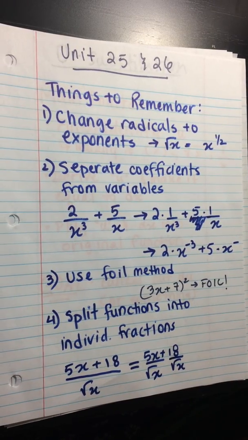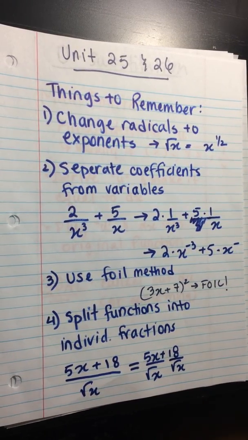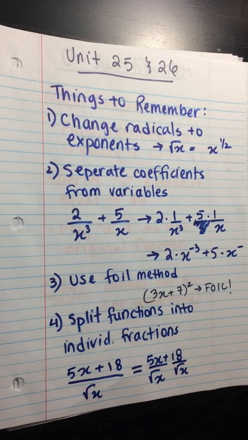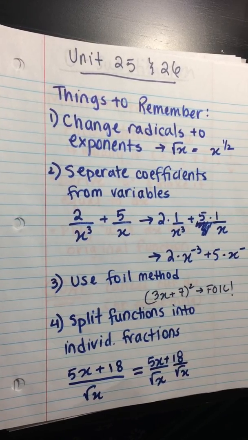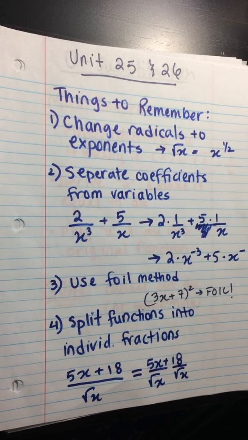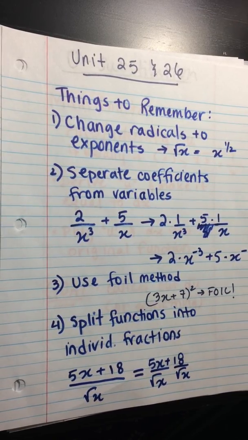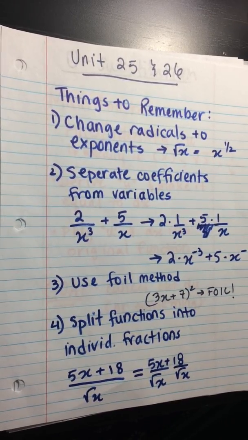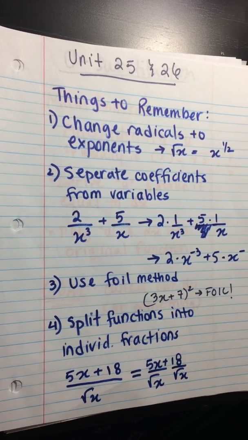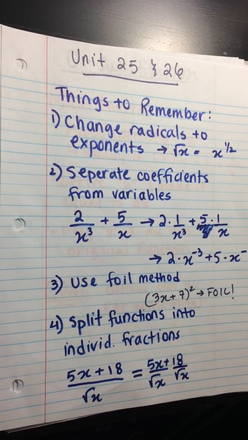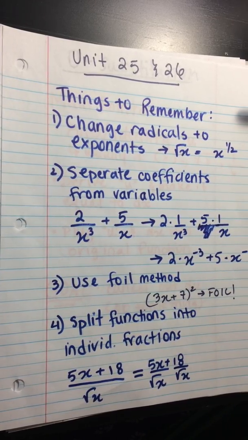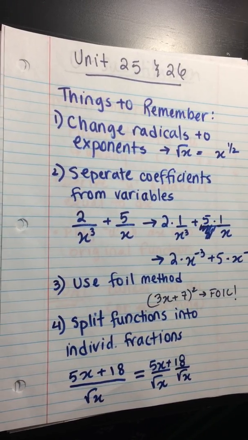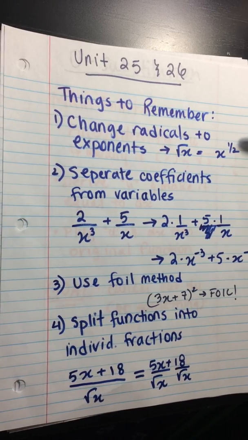Okay, so I'm doing unit 25 and 26, which is indefinite integration or antiderivatives and use substitution. So the basic rule for indefinite integration is to increase the exponent of the variable by 1 and divide the term by the new exponent and add a plus c at the end of the answer to represent the unknown constant. So things to remember for regular integration is to change the radicals to exponents.